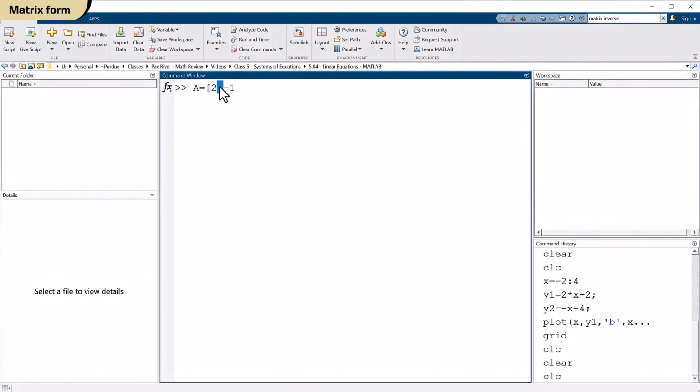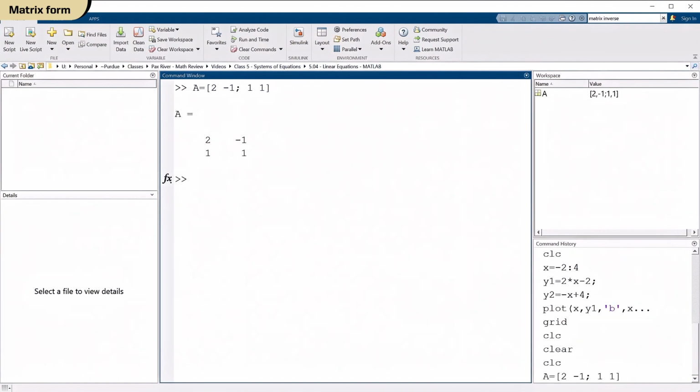Now that space says these are separate elements on the same row. Now there's two ways to do this. I can also use a comma if I want. I'm going to go ahead and just leave a space here. When I want the next row, I type in a semicolon. Now why a semicolon? I don't know. The person who programmed this thought that was a good idea. You have to use something on the keyboard. That's as good as anything. Hit return, and now A is a matrix, just like the one I wrote on the board.